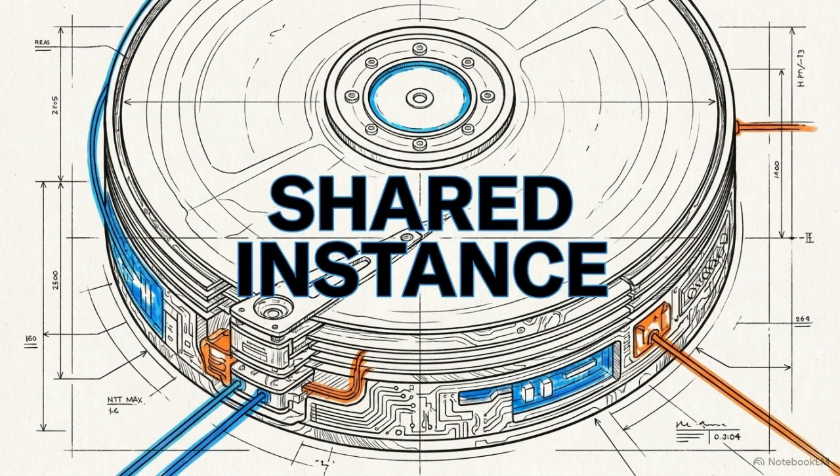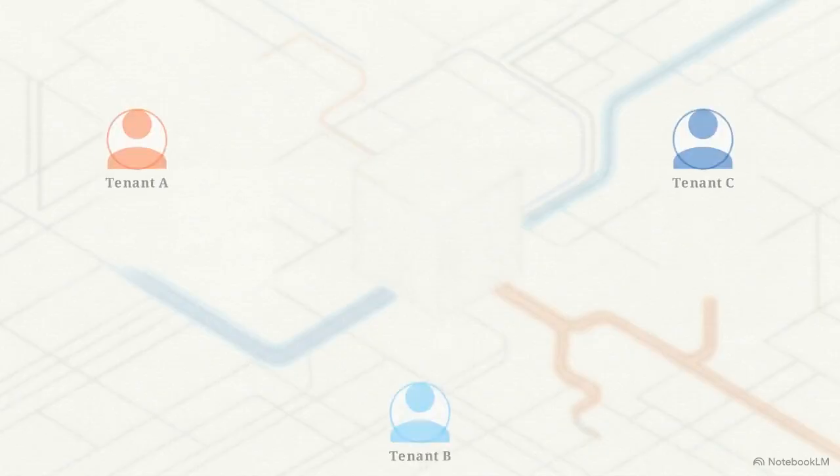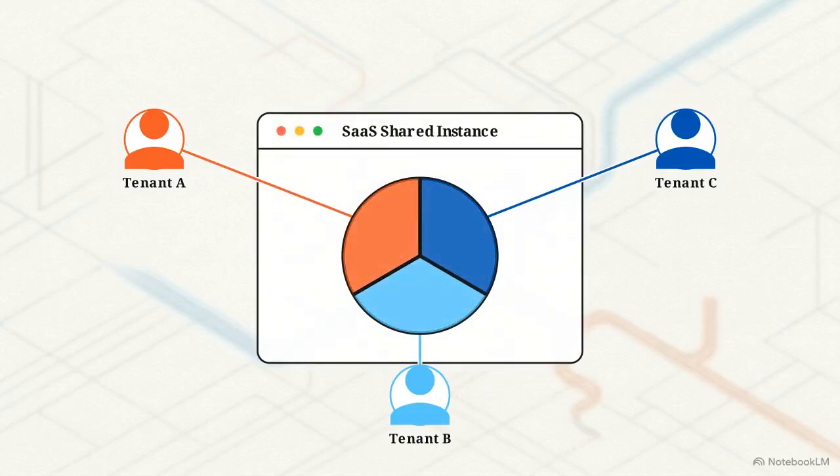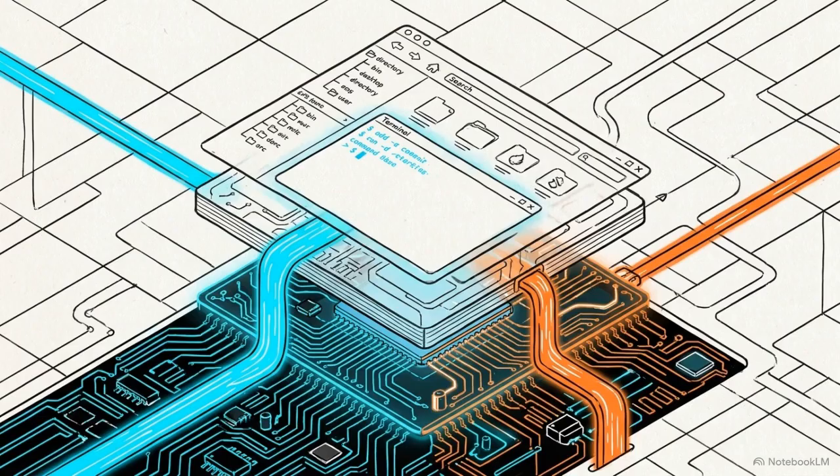Once the hardware is virtualized, cloud providers use multi-tenancy. This mechanism allows entirely separate tenants to securely share the exact same software instance without seeing each other's data. Abstracting the operating system provides the baseline.